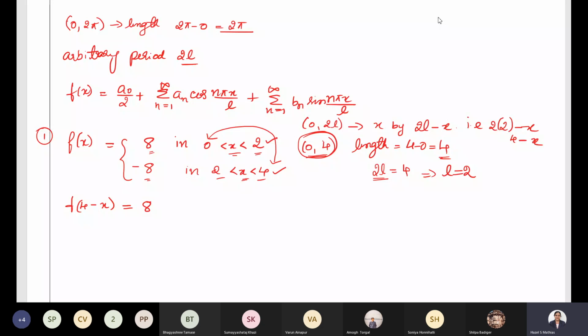8, isn't it? What is this? This is a constant which is independent of x. Whatever value of x you may put, this is not going to change. It remains as it is.